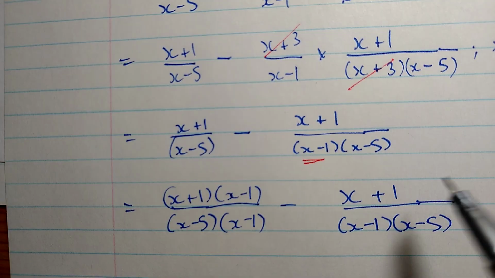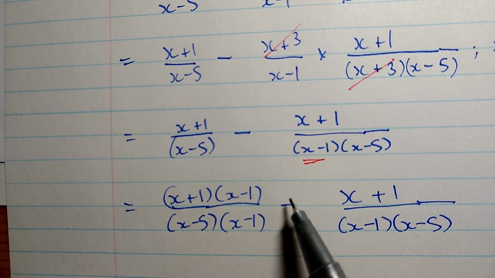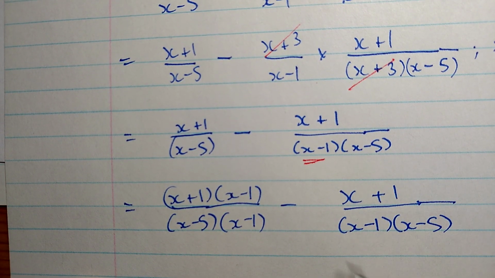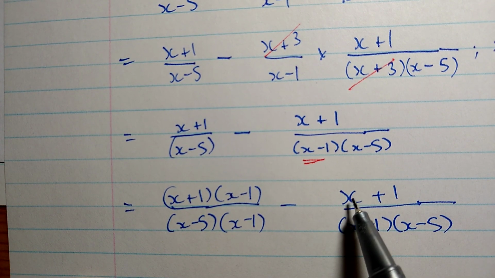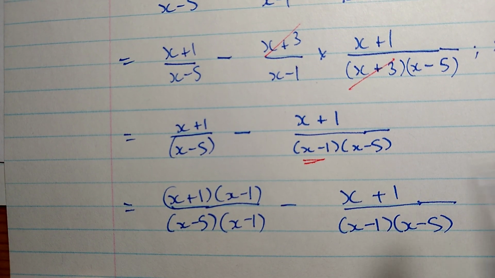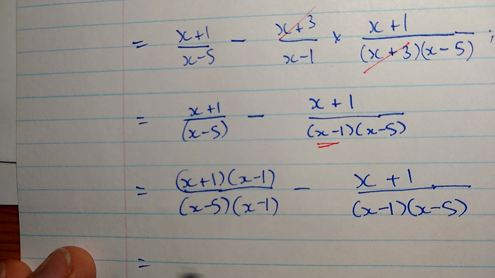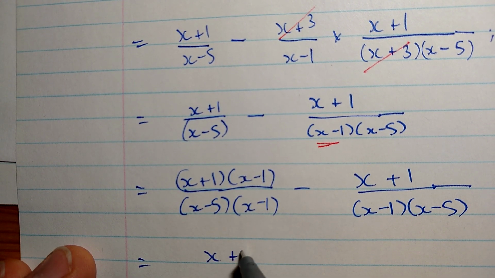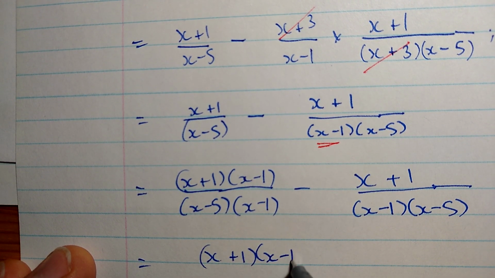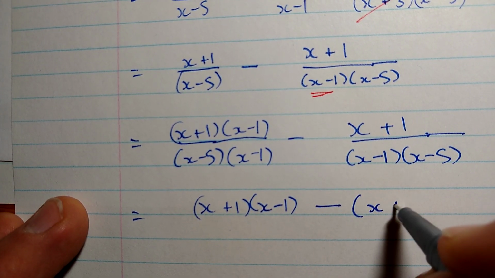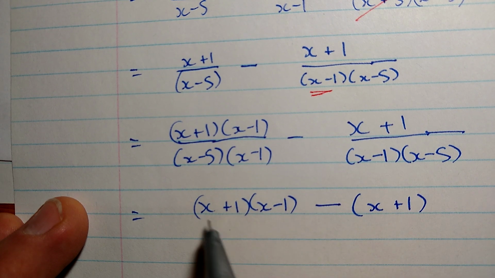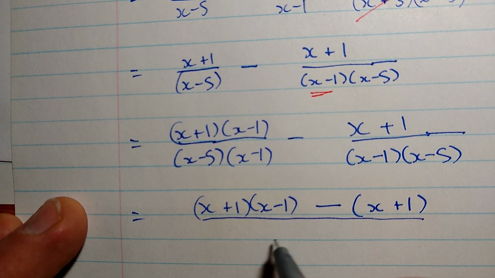Now, a very common mistake is going to come right here. This is subtracting this term, this giant term, which means we will be subtracting x plus 1. That is minus x minus 1. So let me write that out. We have x plus 1 times x minus 1 minus x plus 1. I've left it in brackets there so you can see we will end up subtracting that 1.